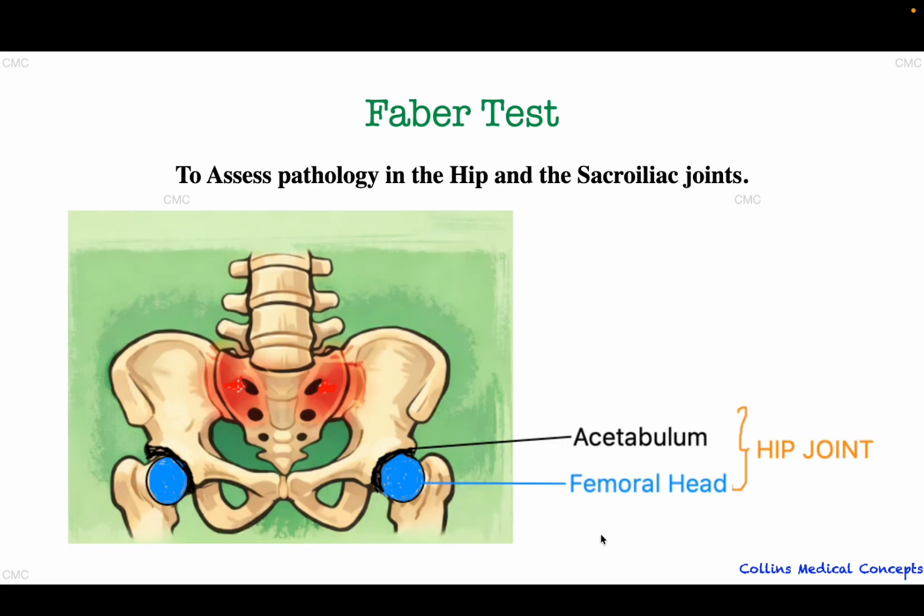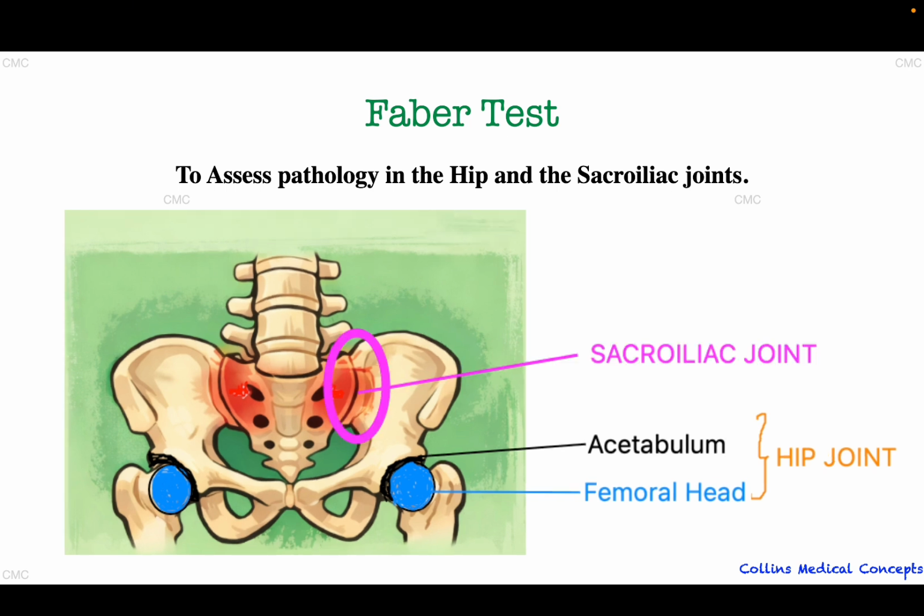The hip is a ball and socket joint formed by the femoral head and the acetabulum. It allows a wide range of movement, including flexion, abduction, and external rotation. Posteriorly, we also have the sacroiliac joints, which connect the spine to the pelvis and play a crucial role in load transfer. The FABER test puts both of these joints under stress, creating a mechanical stress pathway.